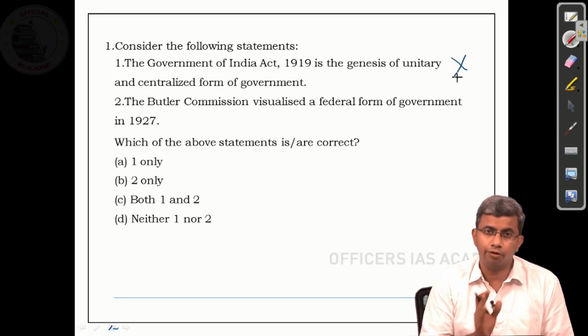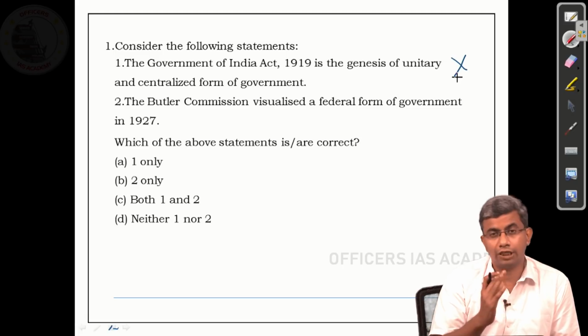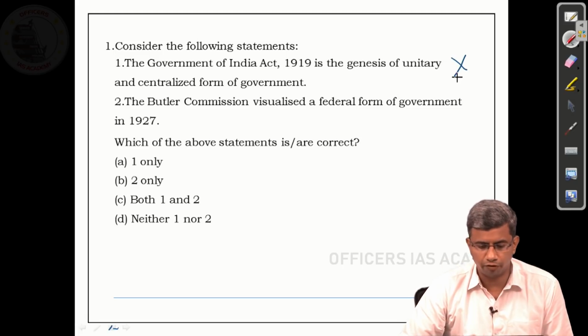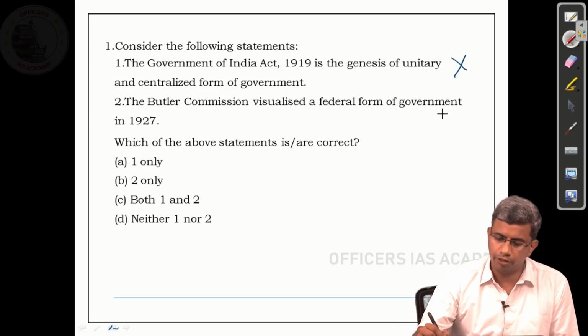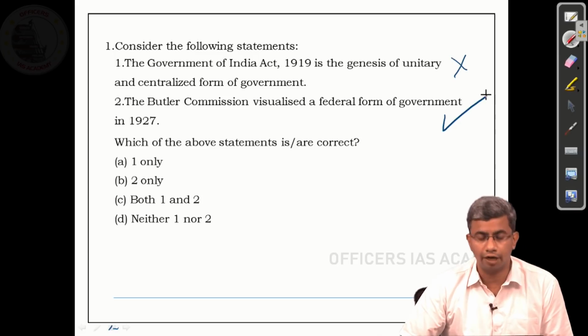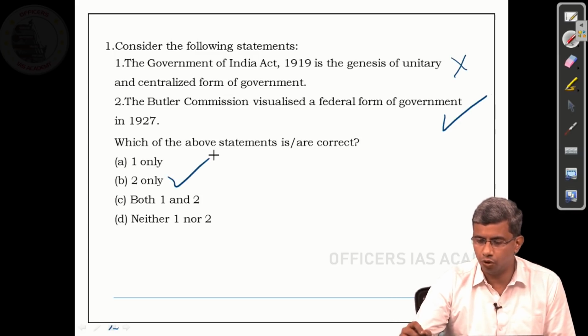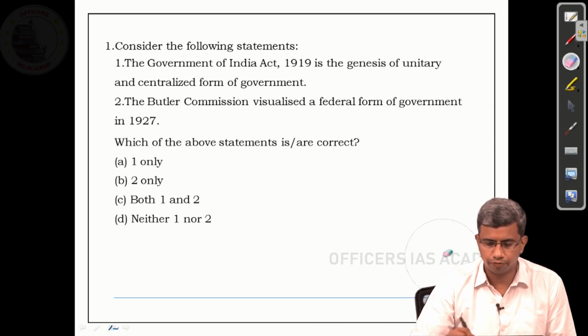Of course, it was delegated, it was not a federal structure, but it did not result in a unitary form of government. It was actually more the other way around. It started the genesis for a federal form of government. And the Butler Commission, yes, it did visualize a federal form of government, which was what was reflected in the Government of India Act 1935 ultimately. So the correct answer for this question is B, 2 only. So moving on to the next question.